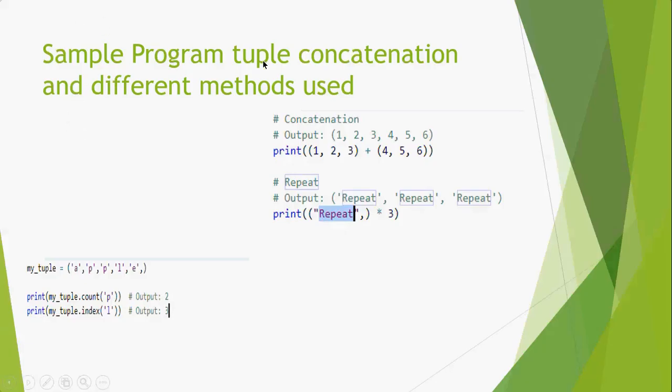Going forward, this is one of the sample programs to concatenate. This is how we do the concatenation operation: 1, 2, 3 plus 4, 5, 6. I can concatenate these two tuples, and my end result would be 1, 2, 3, 4, 5, 6. There is another thing called repeat, where I can repeat the same tuple n number of times. So I can say repeat, comma, into 3 times. So this is repeated: repeat, comma, repeat, comma, repeat.